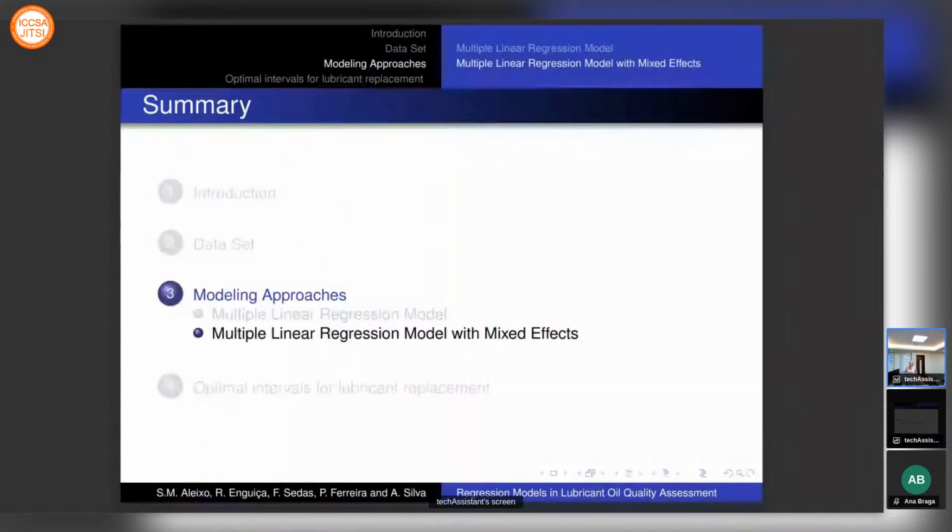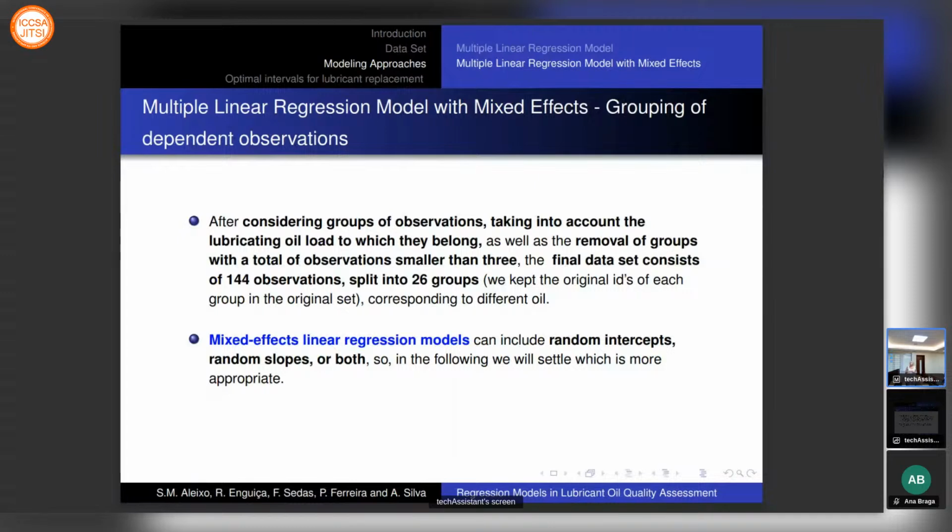We considered groups of observations, taking into account the lubricant oil to which they belong, as well as the removal of groups with total observations smaller than 3. The final data consists of 144 observations split into 26 groups. These mixed effects can include random intercepts or random slopes or both. So we will see which is more appropriate.